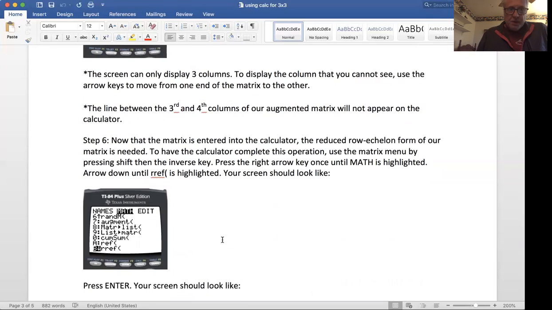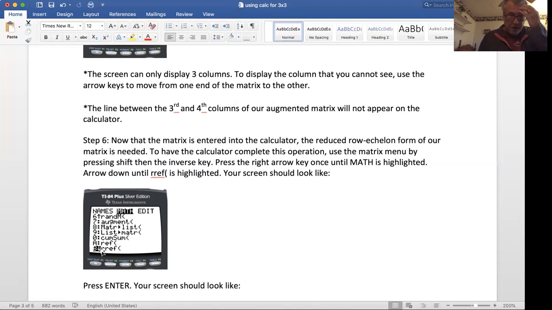So step 6, now that the matrix is entered into the calculator, the reduced echelon form of our matrix is needed. To have the calculator complete the operation, use the matrix menu again. So we're going to press second and quit. We're going to get out of there. Then we're going to press second and matrix. And then we're going to arrow over to math this time. See where math is highlighted there? And then we're going to either up arrow or down arrow to this RREF.